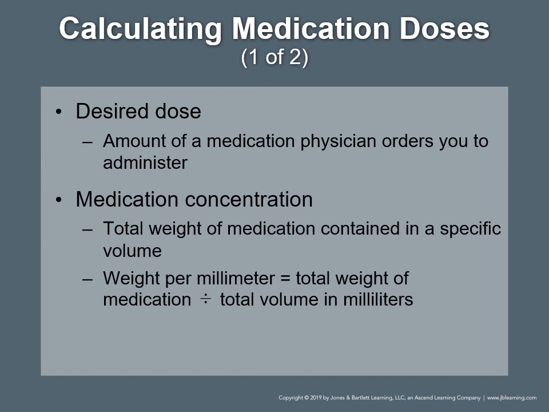To administer a medication, you must know the weight of the medication that is present in 1 milliliter. The weight per milliliter equals the total weight of medication divided by the total volume in milliliters. So an example is a drug order for dextrose, 25 grams in 50 milliliters. So 25 grams divided by 50 milliliters equals 0.5 grams per milliliter. Does everybody understand that?